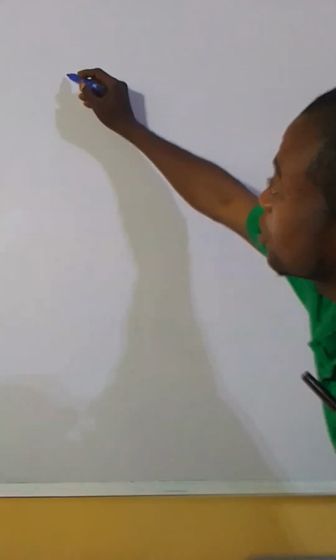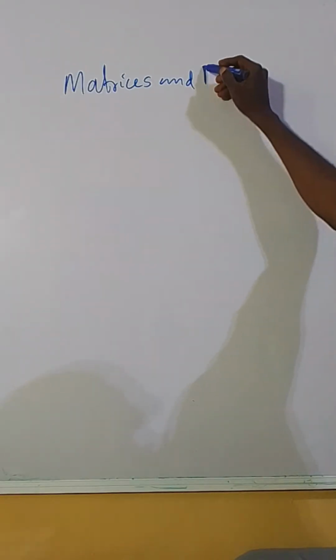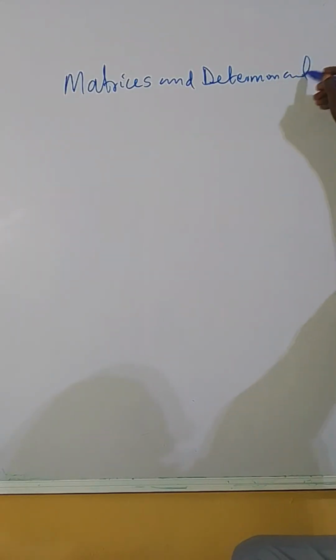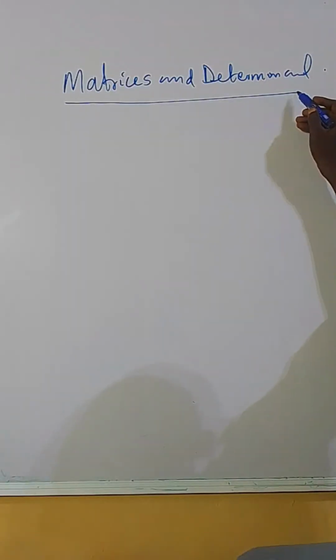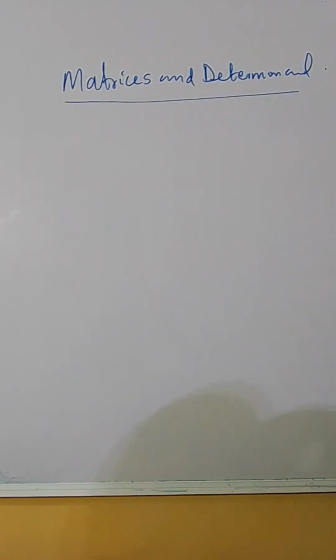In this live class, we want to look at this topic in mathematics, which is matrices and determinants. We started this topic in our previous live class, and we looked at some of the things which are important under this topic.